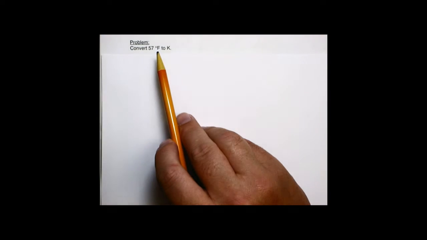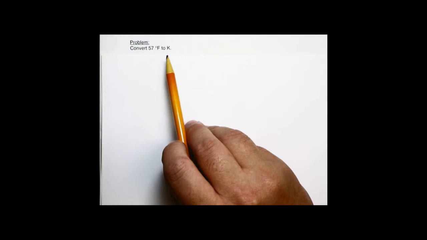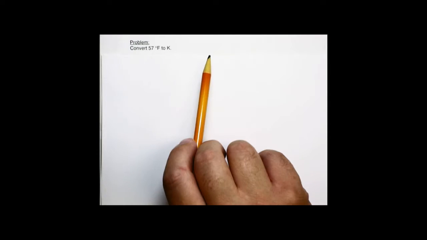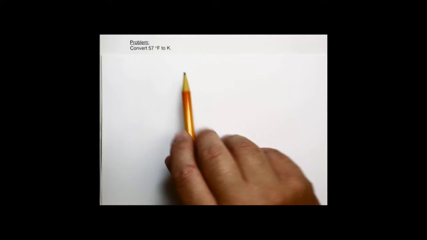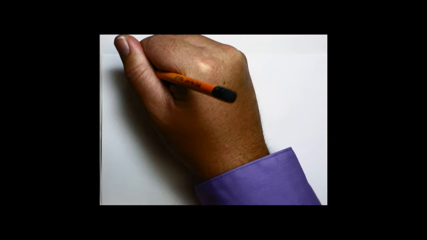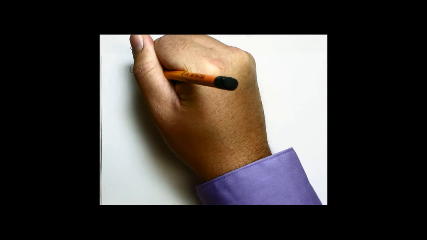Alright guys, we've got a really fun conversion problem now. Not sarcasm. Once you get good at these, they are actually kind of fun. So what we're going to do is convert from 57 degrees Fahrenheit to Kelvin. You don't have to say degrees with Kelvin, it's just Kelvin. So we start this off just like we start off everything.